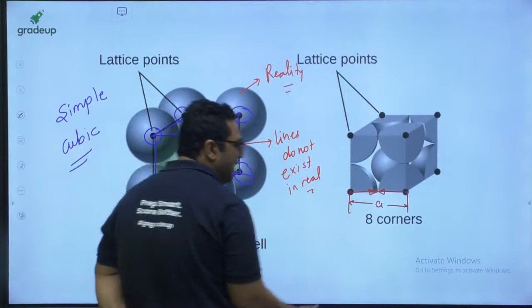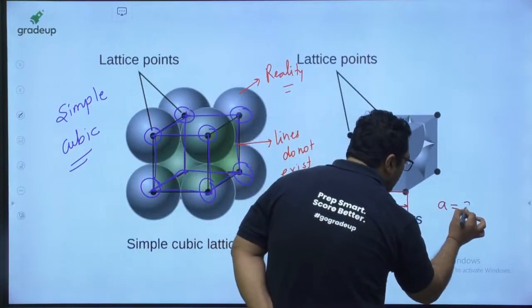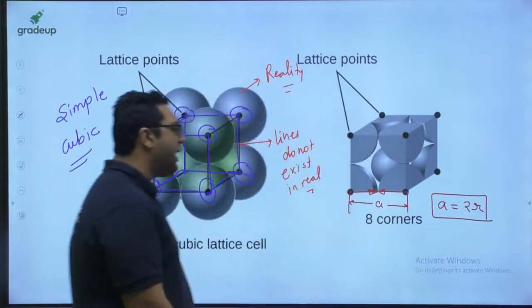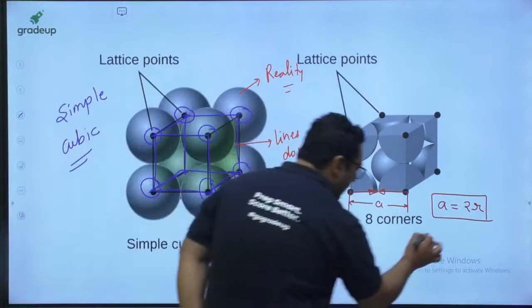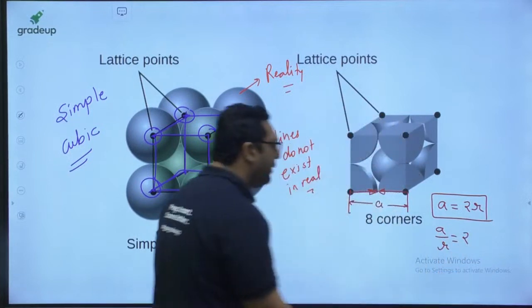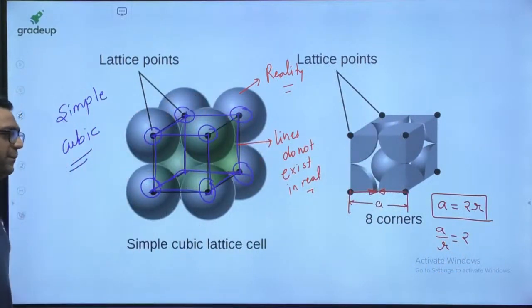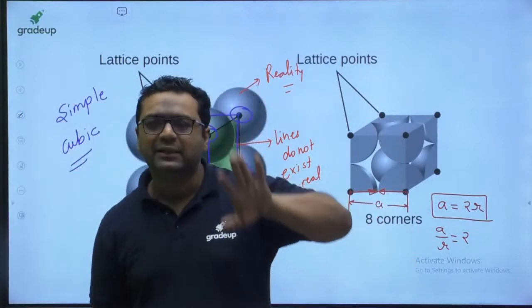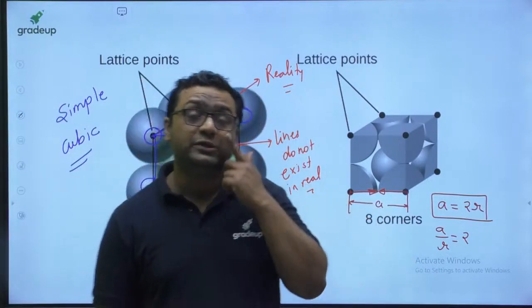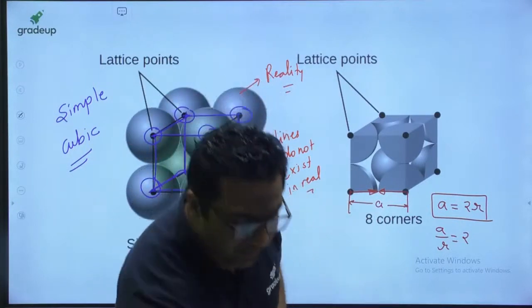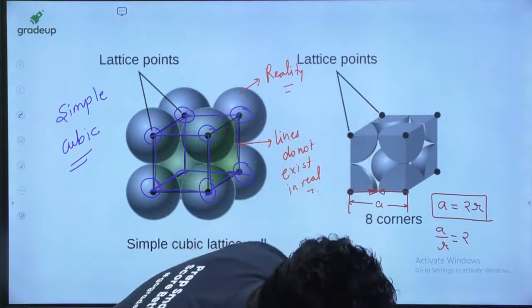So by this you can definitely write a = 2r. So a = 2r is the a to r ratio. If you want to find out, the a to r ratio comes out to be 2 for a simple cubic unit cell. So for a simple cubic unit cell, the ratio of a to r is going to be 2. This is a very important parameter because it will help you find out the density variation.